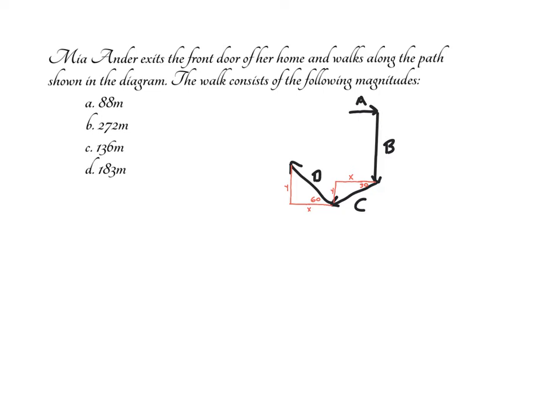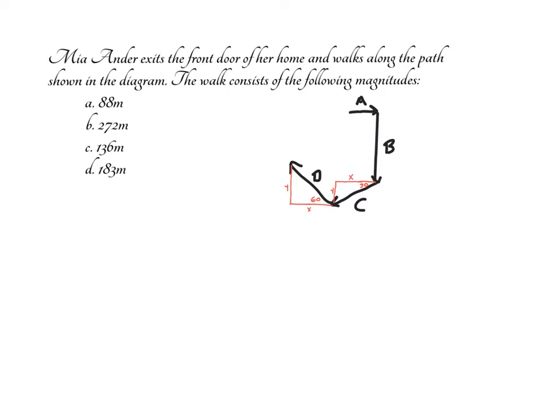Okay, this problem is kind of a complicated one. It's one of the vector problems, and the reason it's complicated is because we have 4 vectors. 2 of them are inconvenient, so we have to find the x and y components of those ones. It actually is best to find the components for all of the vectors.